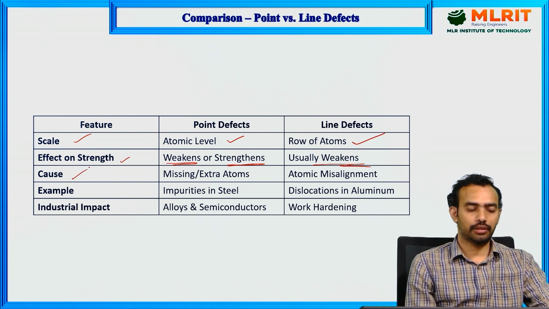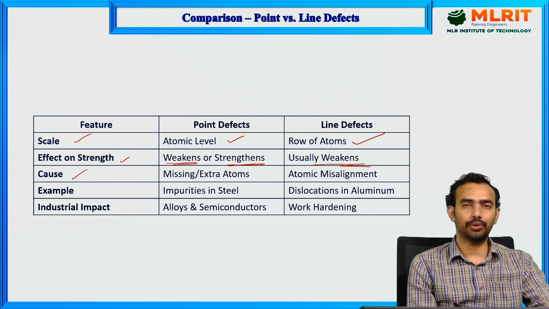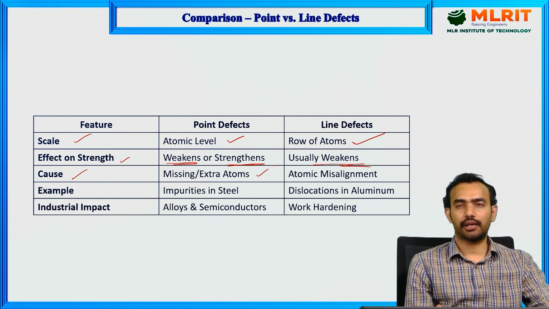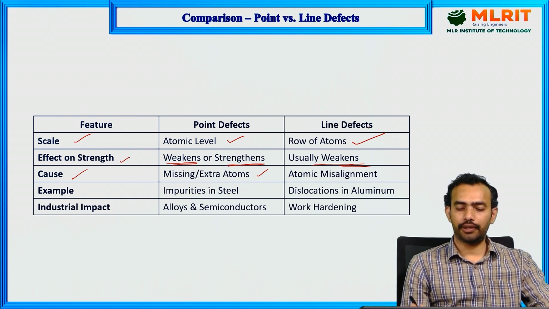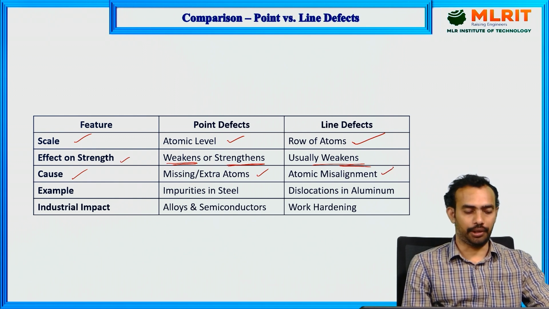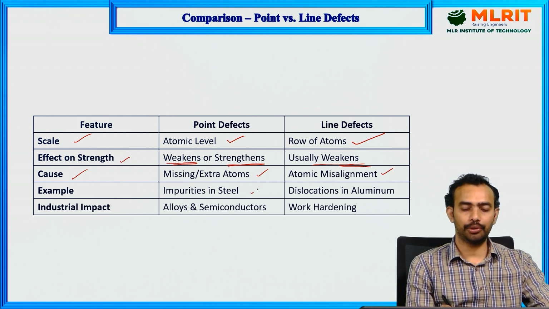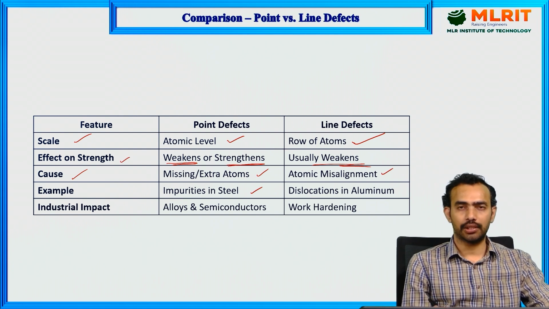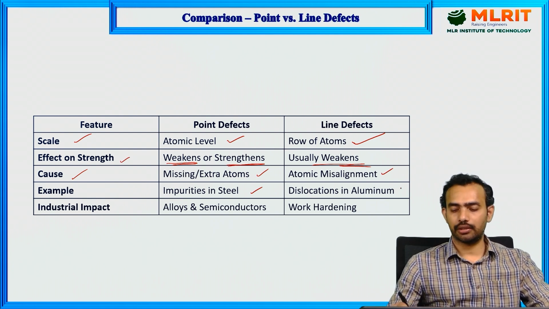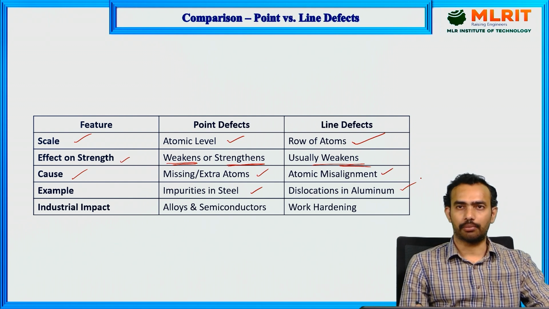Point defects are caused due to a missing or an extra atom. If an extra atom has been added into the lattice or a missing atom has been observed, in both cases point defects have been created. And line defects are caused due to atomic misalignment. For example, impurities present in steel: in the case of the Titanic, the steel consisted of a high amount of sulfur. That is an impurity, a point level defect. And dislocations observed in aluminum are the best example of line defects.